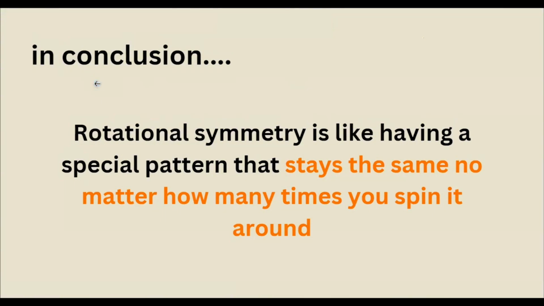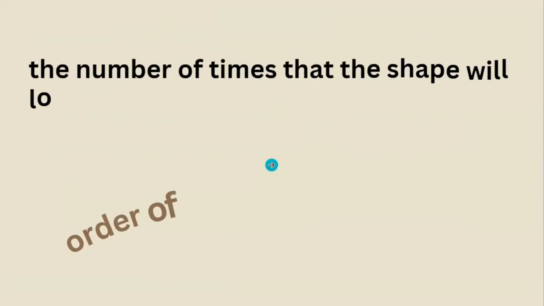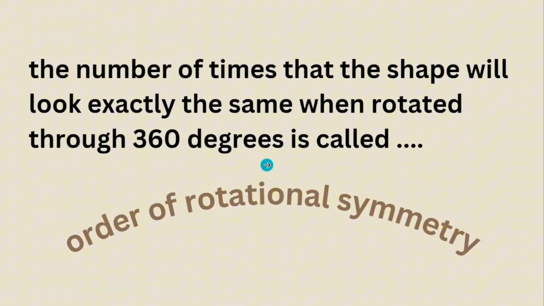Rotational symmetry is like having a special pattern that stays the same no matter how many times you spin it. Example, for a square, no matter how many times you spin it, it still stays the same. That is called rotational symmetry. The number of times you spin the shape is called the order of rotational symmetry.